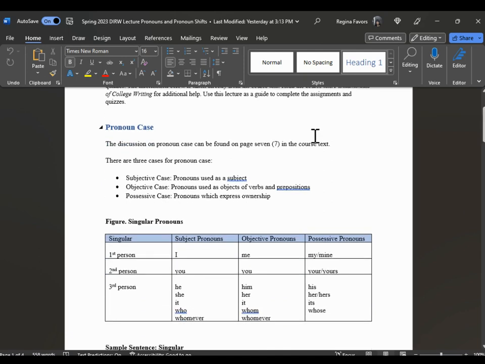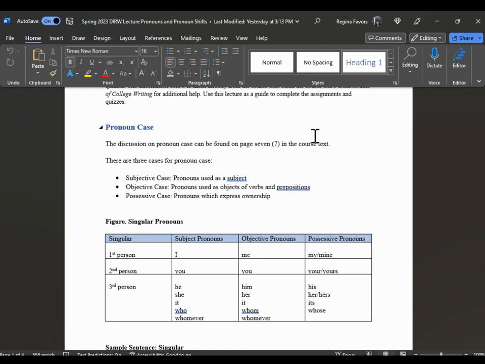When you're thinking about pronoun case and where to place the pronoun within a sentence, you have to understand the different types of cases. Subjective case means the pronoun is used as a subject or in the subject position. Objective case means the pronoun receives the object, usually the objects of verbs or prepositions. Possessive case means the pronoun expresses ownership, as in my, mine, your, yours, etc.